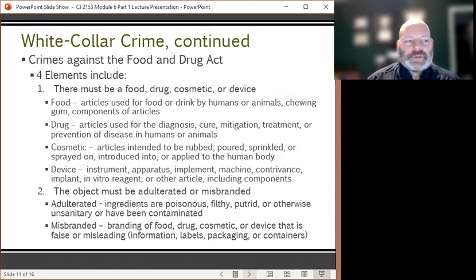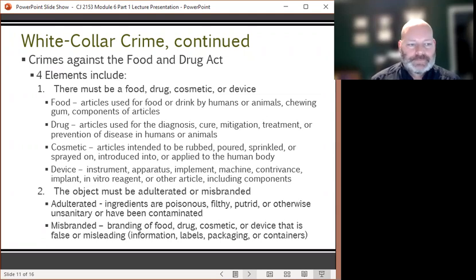The four elements of a crime against the Food and Drug Act include that it actually must be a food, drug, cosmetic, or device. Food includes articles used for food or drink by humans or animals, chewing gum, or components of any articles. A drug means anything used for the diagnosis, cure, mitigation, treatment, or prevention of disease in humans or animals. A cosmetic is intended to be rubbed, poured, sprinkled, or sprayed on, introduced into, or applied to the human body.